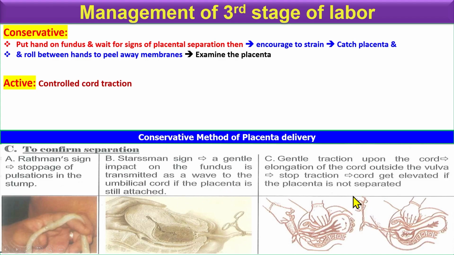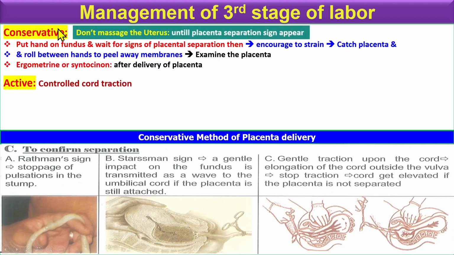The other is cord elongation. If there is no cord elongation, it means the placenta is not separated. Okay. And after the delivery of the placenta, you should give ergometrine and syntocinon. One other point you should remember: do not massage the uterus until the placental separation sign appears. Wait for the sign, then you can massage the uterus. Okay, so this was the conservative method.